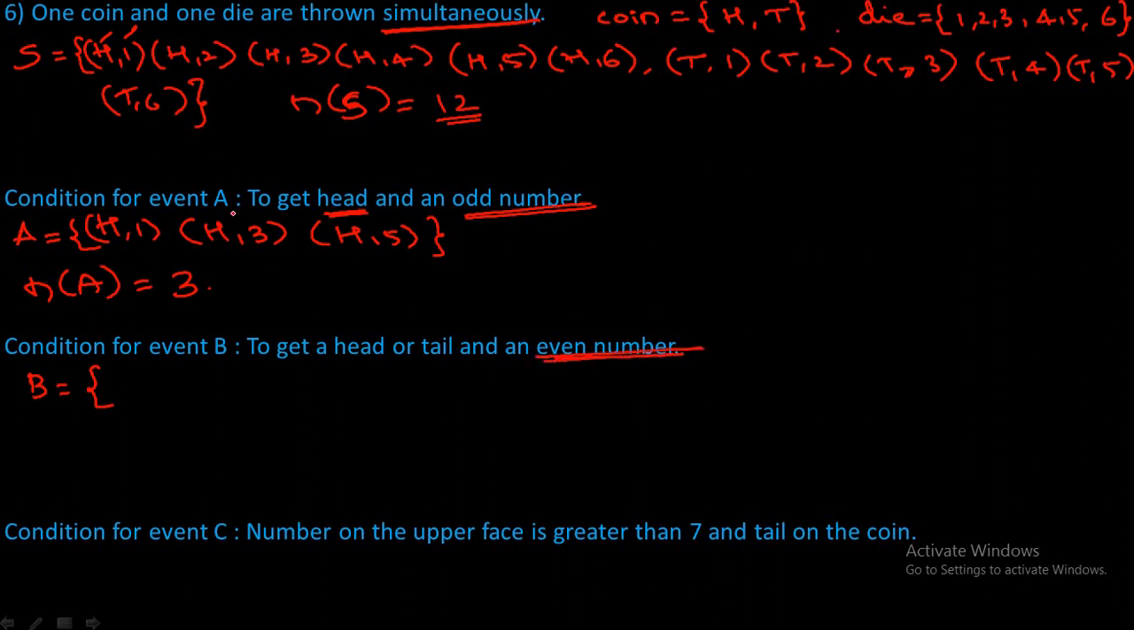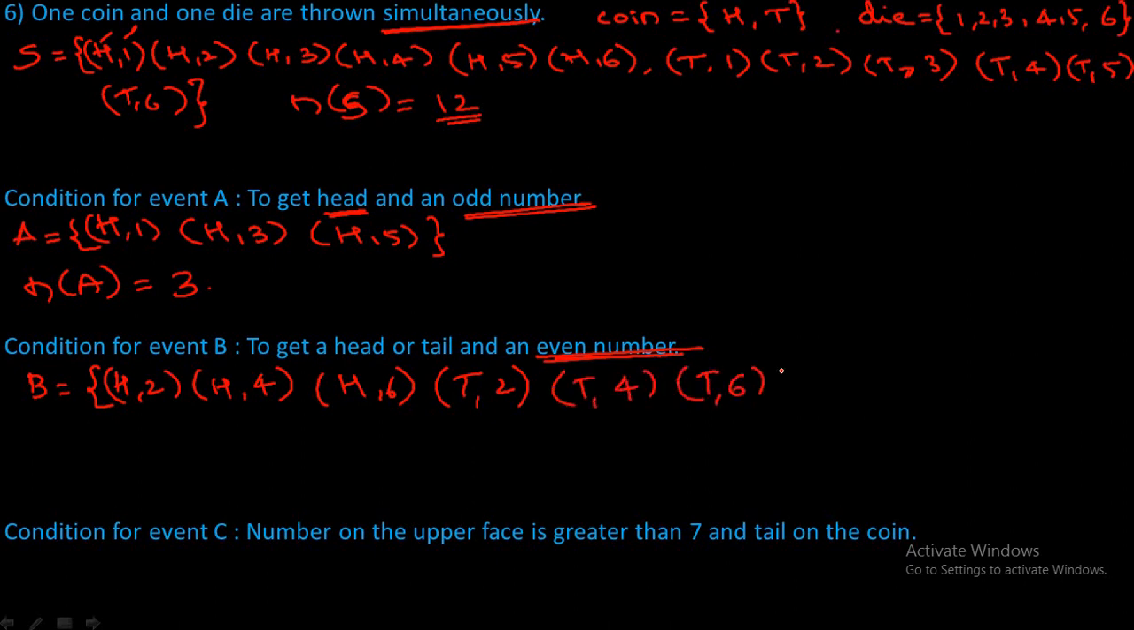Okay. So head and 2. Then head and 4 will come, because head and 3 has an odd number, so leave it. Head and 4 will come. Next, head and 6 will come. Similarly, tail and 2, tail and 4, and tail and 6 will come. Okay, I hope you understood. So n(B) is equal to how much? 1, 2, 3, 4, 5, 6. So 6 is the answer.